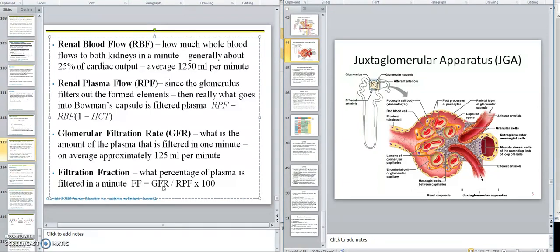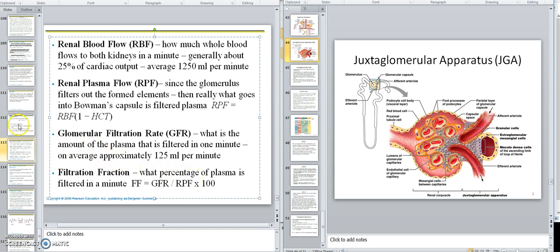125 divided by 625 equals 0.2. Multiply it by 100, and that equals 20%. So 20% using that scenario would be the filtration fraction. 20% of the plasma going through would get filtered. That kind of sets the stage.